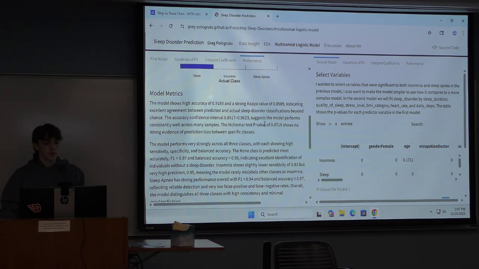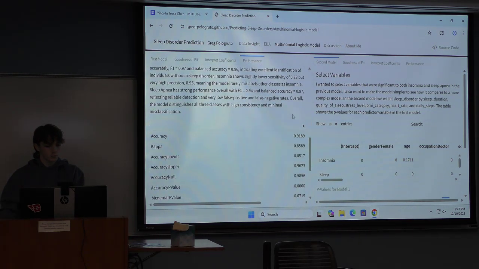However, when you're looking at that p-value, you want it to be insignificant because it shows that there's no strong evidence that when it makes a mistake predicting, it biases a certain class.